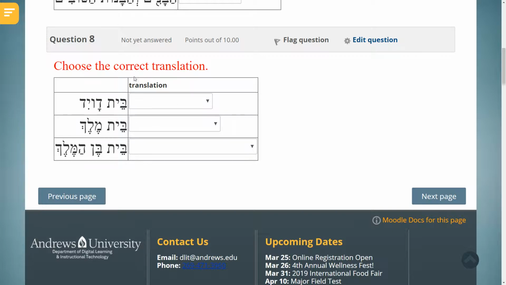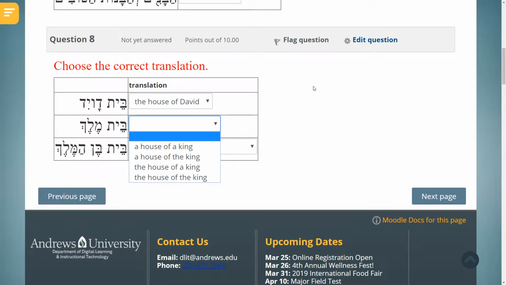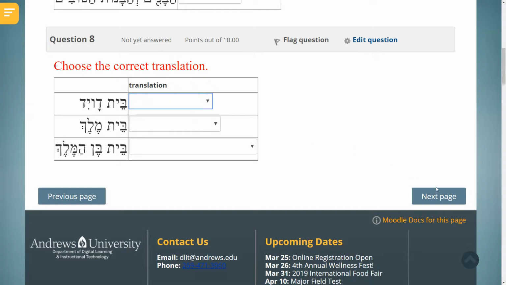Then there are some translation questions that tackle construct relationships. Bet David. So a couple of translations are suggested, and you have to define which one is the correct answer. So bet melech, yeah, you have to define which one is the correct answer.